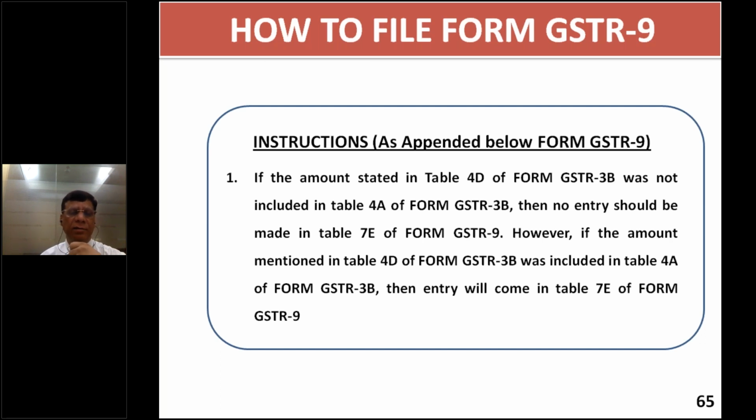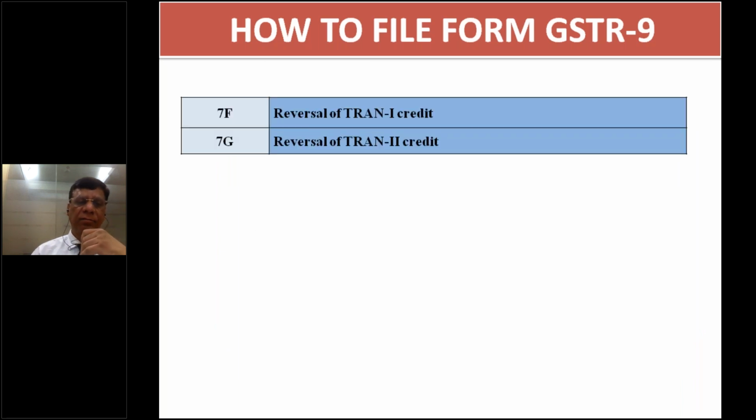Here, the instruction is given by the CBIC itself that if the amount stated in Table 4D of Form GSTR-3B was not included in Table 4A of Form GSTR-3B, then no entry should be made in Table 7E of Form GSTR-9. However, if the amount mentioned in Table 4D of Form GSTR-3B was included in Table 4A of Form GSTR-3B, then the entry will come in Table 7E of Form GSTR-9. This is a very important instruction. One has to read it again and again.